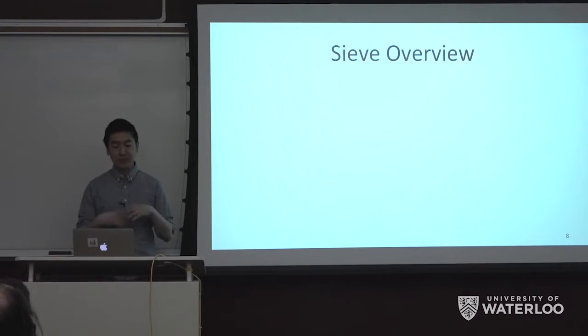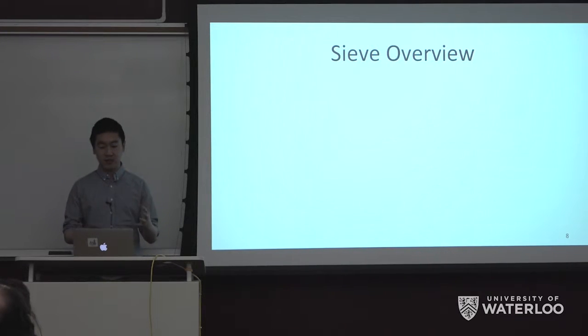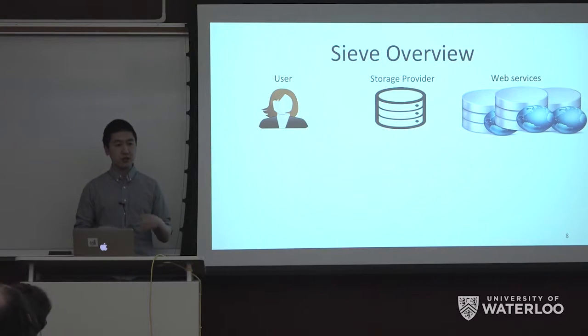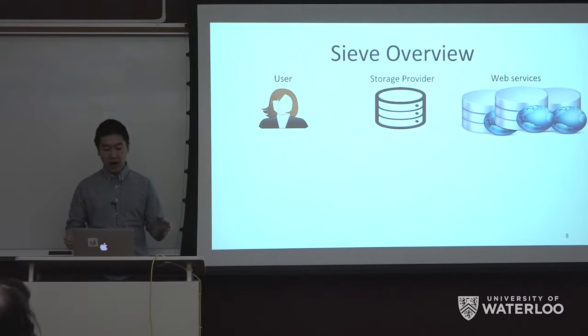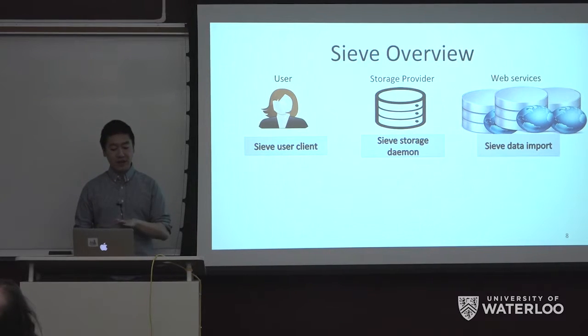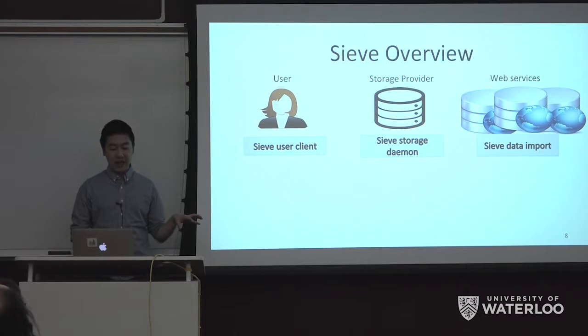Here I'll present an overview of what the Sieve system looks like. Sieve has three main principals: the user, the storage provider, which stores the user data, and web services, which are used to analyze the user data. And there are three main components in Sieve: the Sieve user client, the Sieve storage daemon, and the Sieve data import module.